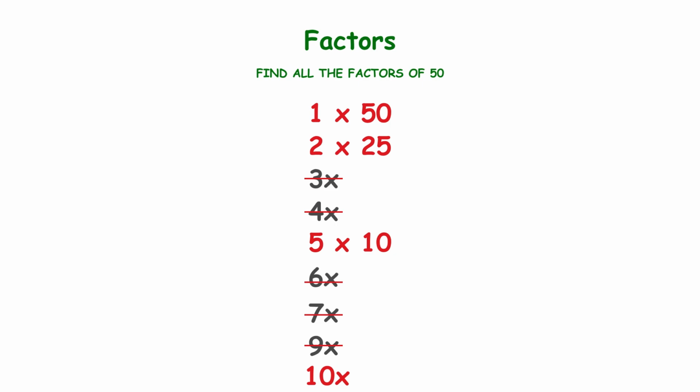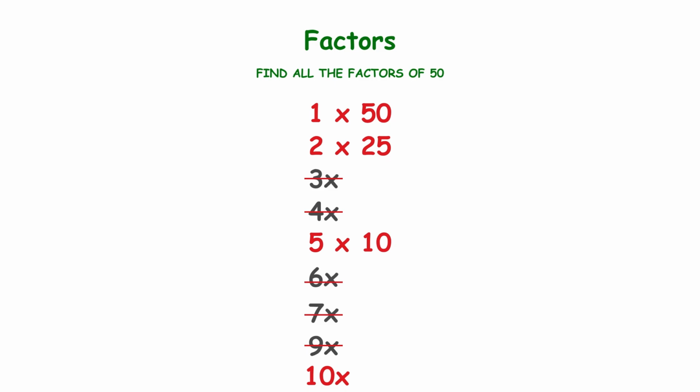Finding all factors, example, 50. So to find all the factors of 50, we do 1 times 50, 2 times 25. 3 doesn't go into 50, 4 also doesn't work. 5 times 10. 6, 7, 8, and 9 don't work. And then we're at 10, which we've already done. So the factors are just 1, 2, 5, 10, 25, and 50.